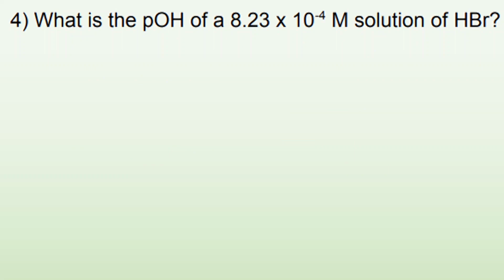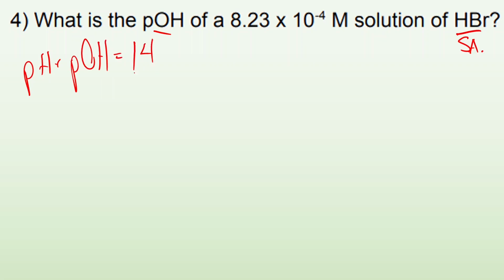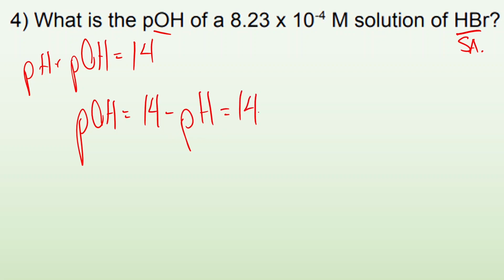Number four, what is the pOH of this molar solution of HBr? So here is the little issue. We've got a strong acid and they want the pOH. So we've got to remember that when we add pH to the pOH, they add up to be 14. So if I'm trying to get pOH, I do a little algebra. I get pOH equals 14 minus the pH, where the pH is the negative log of H plus concentration. So again, if I have a strong acid, its concentration is the H plus ion concentration because it dissociates completely.